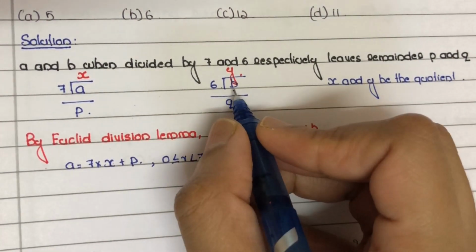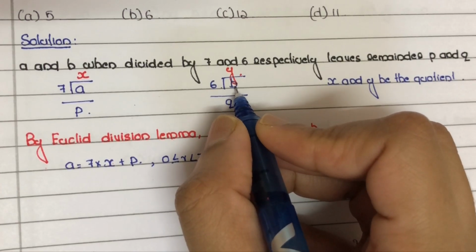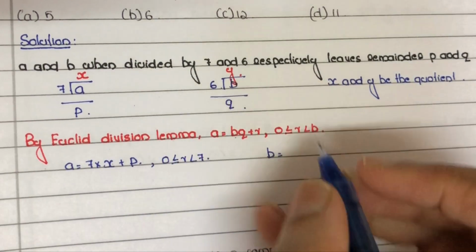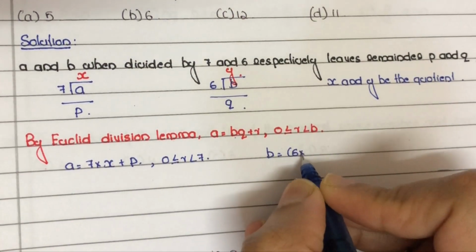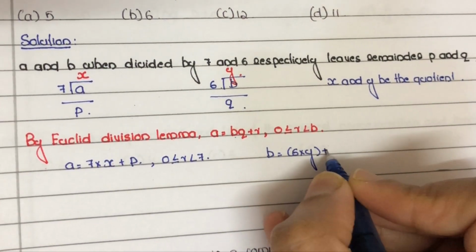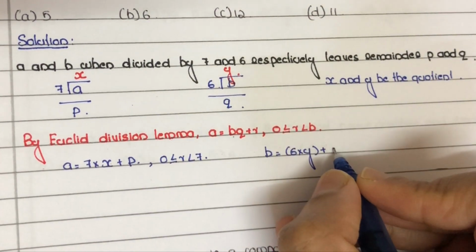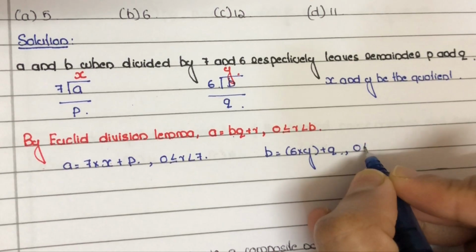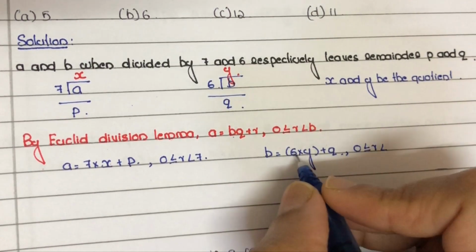Similarly, here the dividend is B. B is equal to 6 into y plus the remainder Q. Here the divisor is 6, so 0 less than or equal to R less than 6.